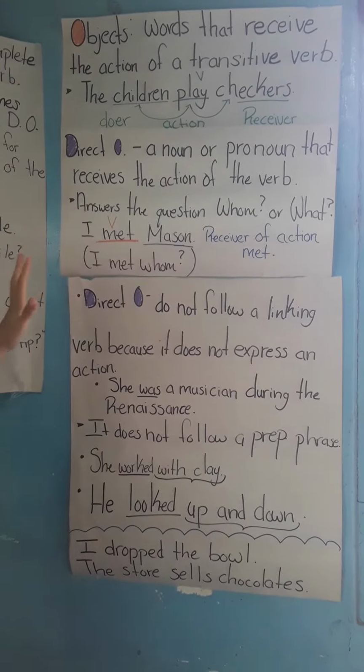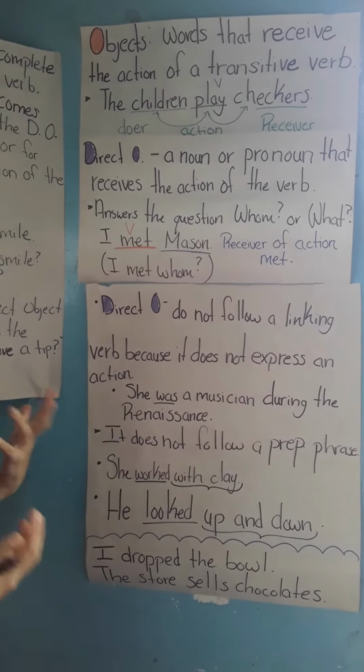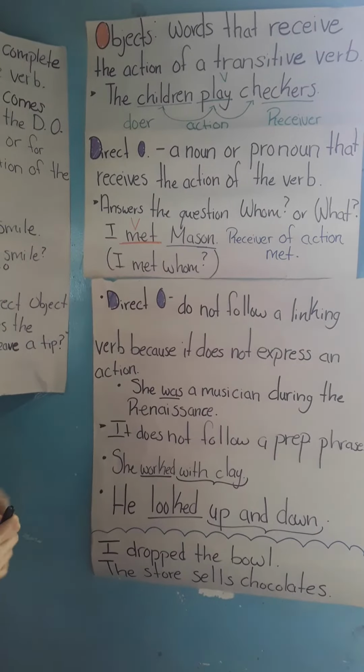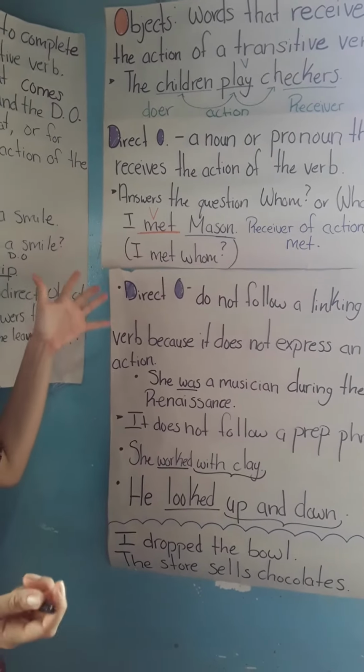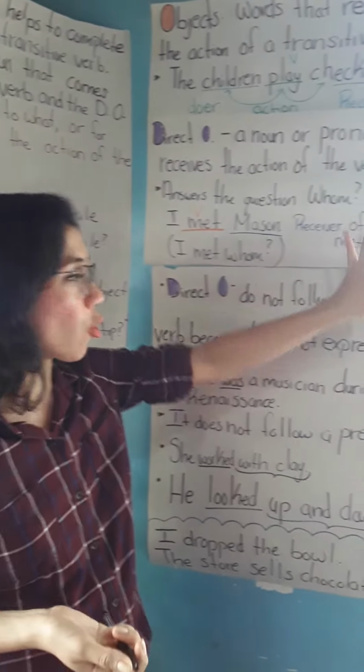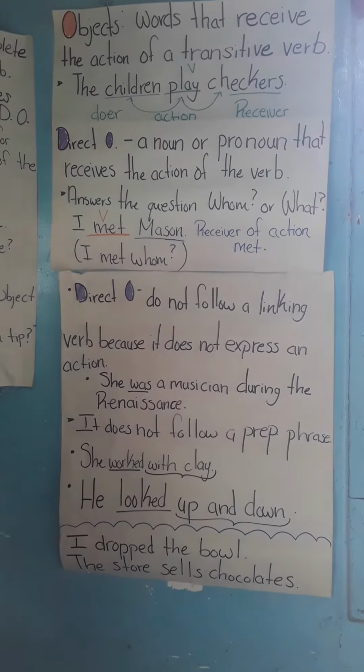If you are having any trouble trying to find the direct object in your sentence, you need to ask yourself, does it answer the question whom or what? So that is to guide you.